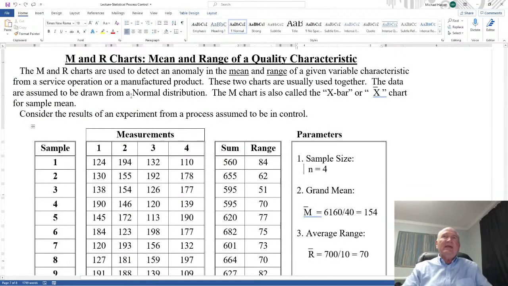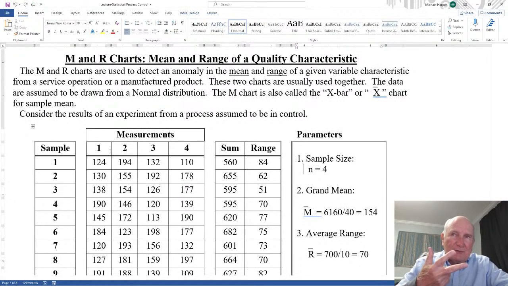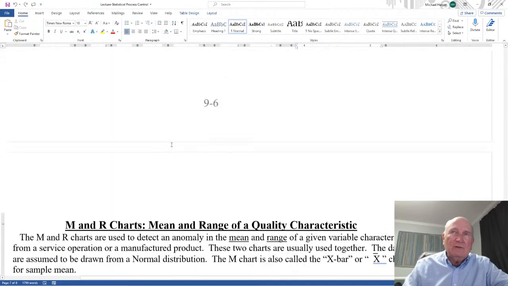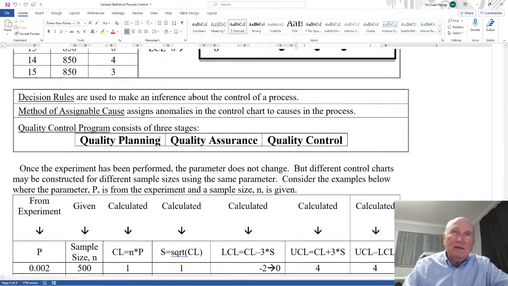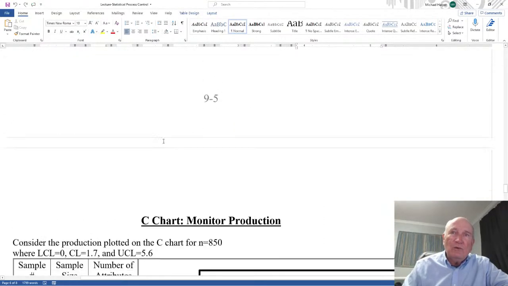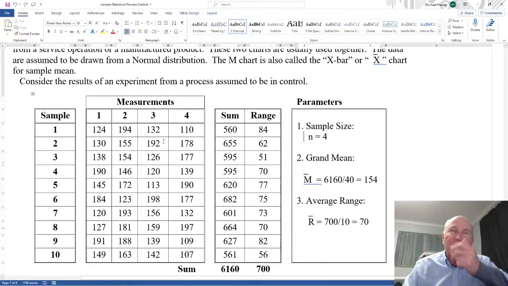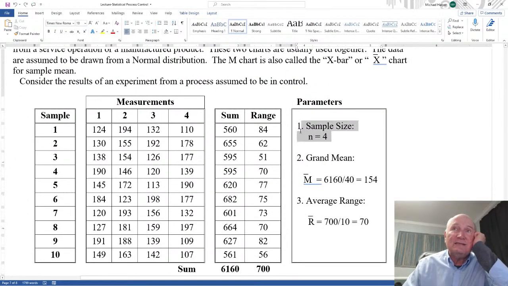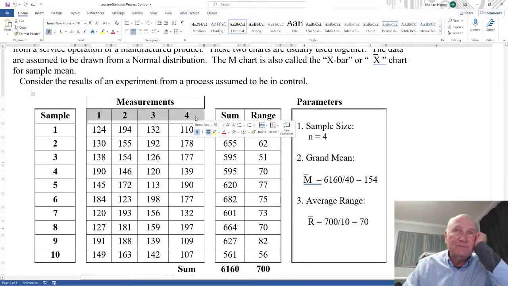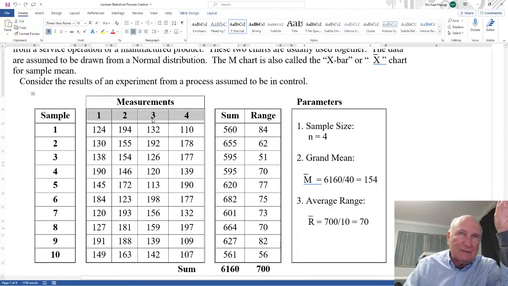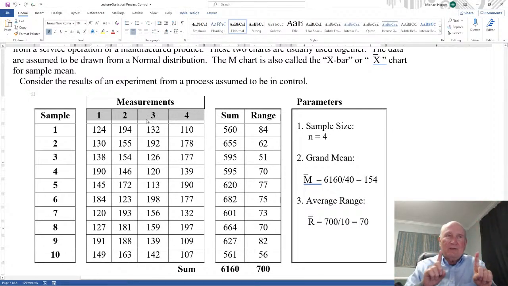So from the M and R chart, from the experiment, we want to pull off 3 different parameters. 1, 2, 3, 3 different parameters. Okay, now notice up here, in the P chart and C chart, we just had 1 parameter. But for the M and R chart, we have 3 parameters, 1, 2, 3, okay? First is the sample size. The sample size turns out to be a parameter, because that sample size in the experiment will be the sample size in the chart. So they're the same with the M and R charts.